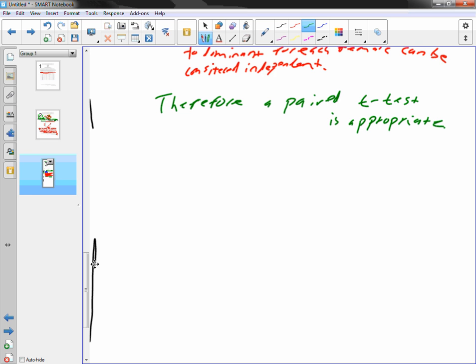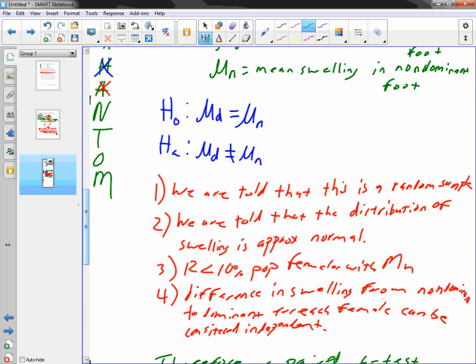And again, this is because we're using the same person. We're not using 12 random dominant feet and 12 random non-dominant feet, okay? The dominant foot and the non-dominant foot came from the same person. And so these different feet are going to be paired together based on the one individual that both feet belong to, okay? So it's a paired t-test for that reason, because they go together. So we have named our test.